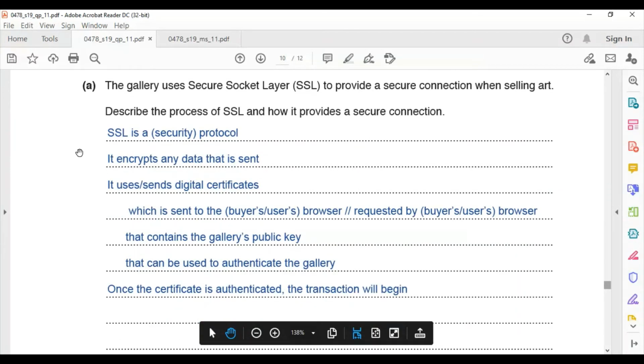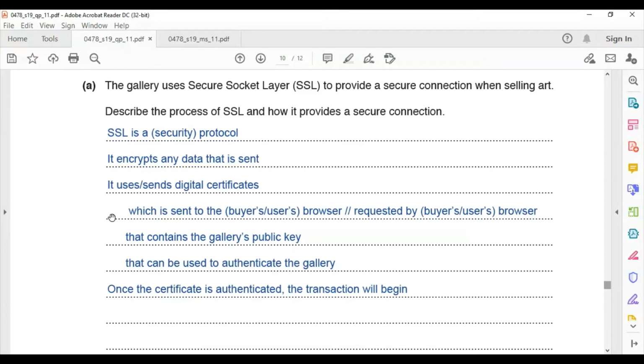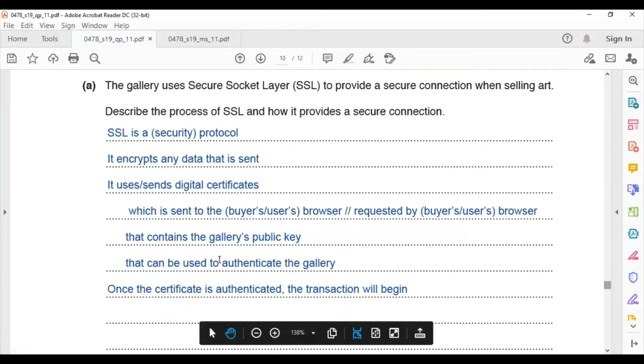Okay, so first of all, SSL is a security protocol. It encrypts any data that is sent. It uses digital certificates, which are requested by the buyer's browser. The digital certificates contain the gallery's public key, and the digital certificates can be used to authenticate the gallery. Once the certificate is authenticated, the transaction will begin.